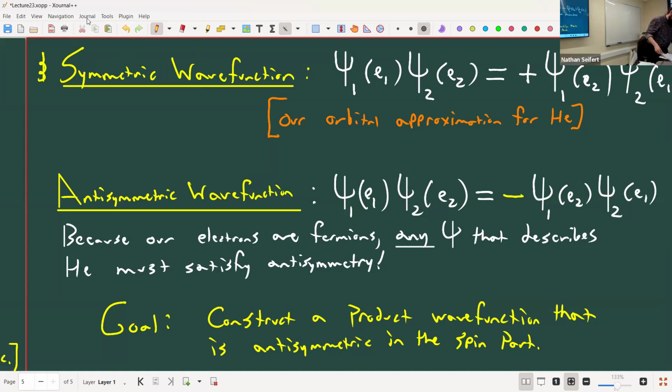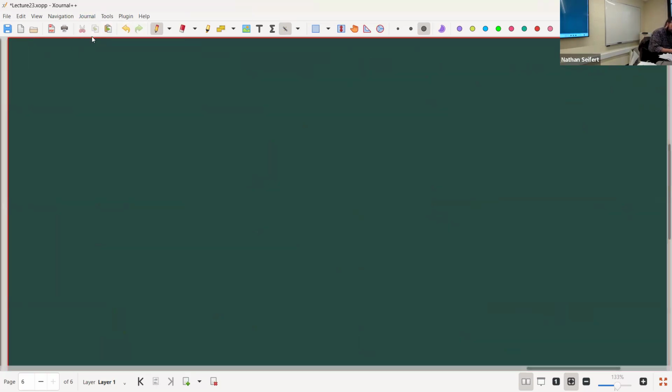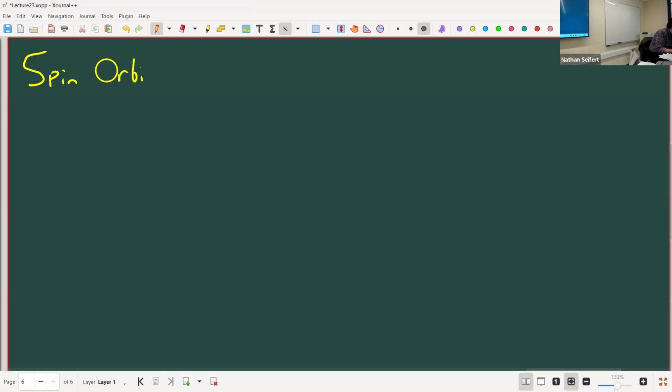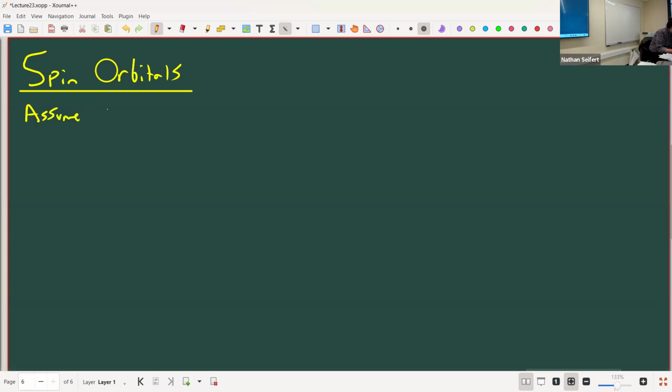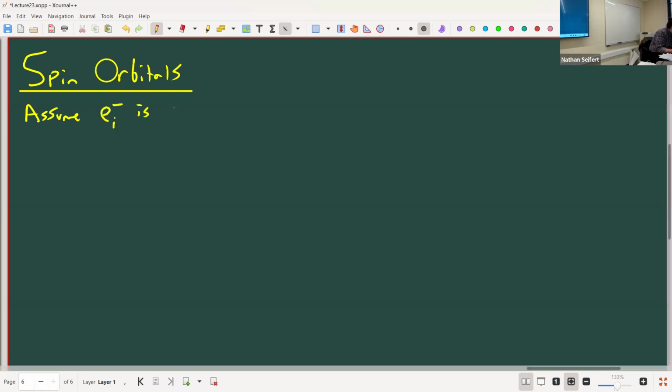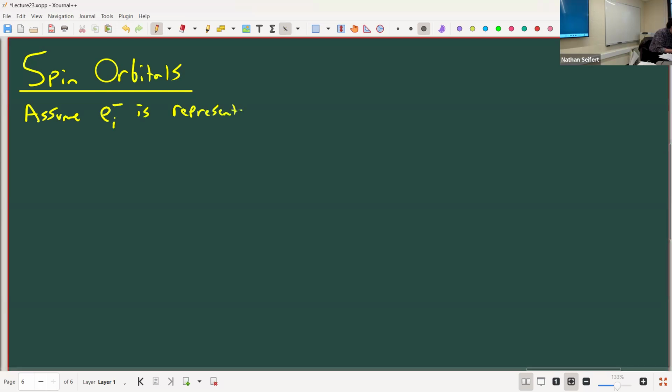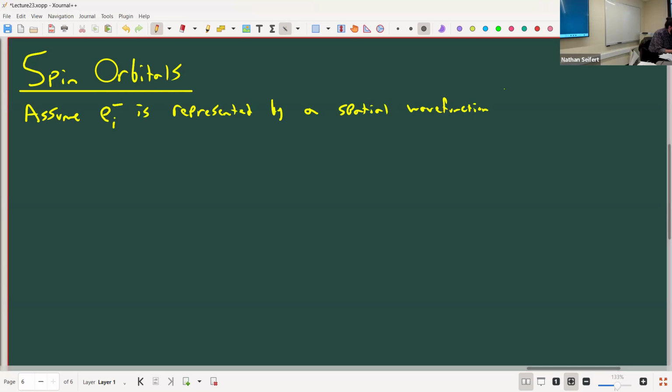Okay, so let's define our spin orbitals. Assume electron i is represented by a spatial wave function, which is our normal wave function, psi_i(r_i).